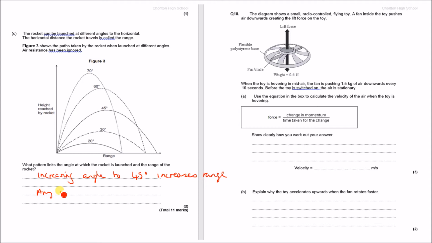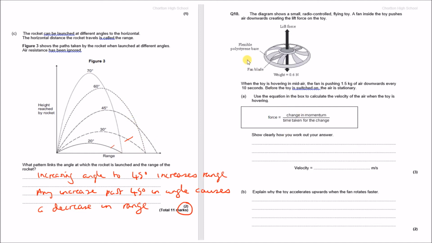Any increase past 45 degrees in angle causes a decrease in range. So we put 2 points because it's got 2 marks, and we talked about the range up until 45 getting bigger and bigger, and then past 45 you can see the range has decreased.